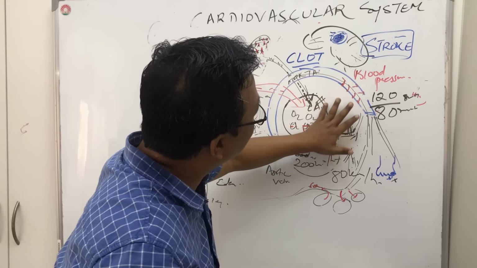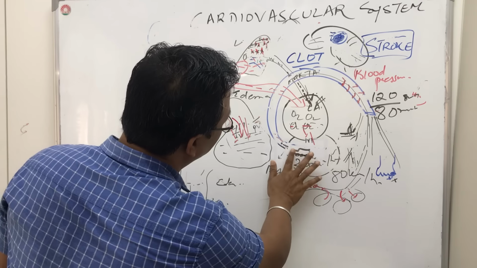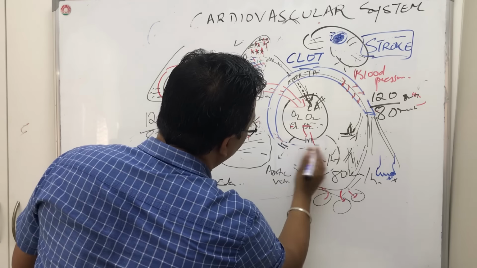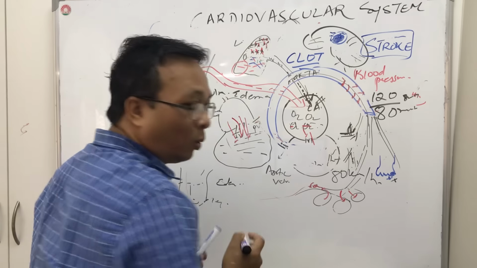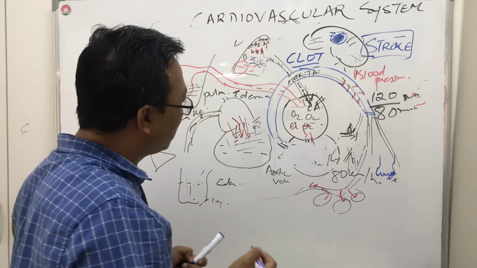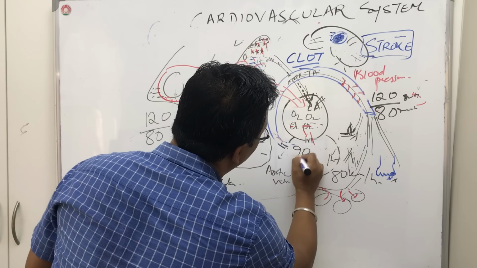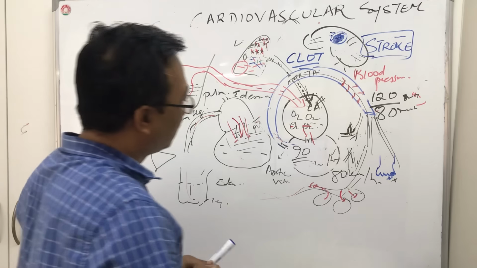Now if the blood pressure is low, let's say the heart is not pumping well, his car is an old car that can't go at speed. Let's say his maximum speed in this car is 90. It's an old car.